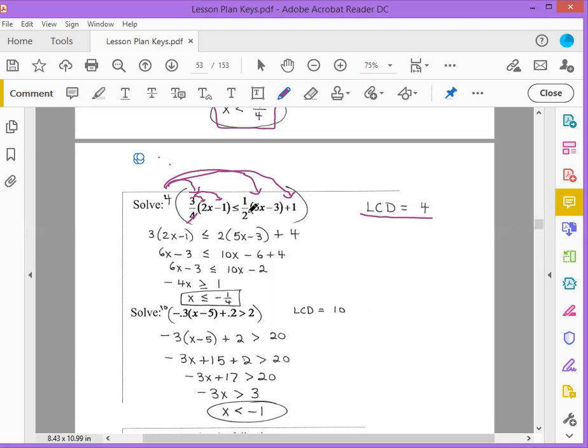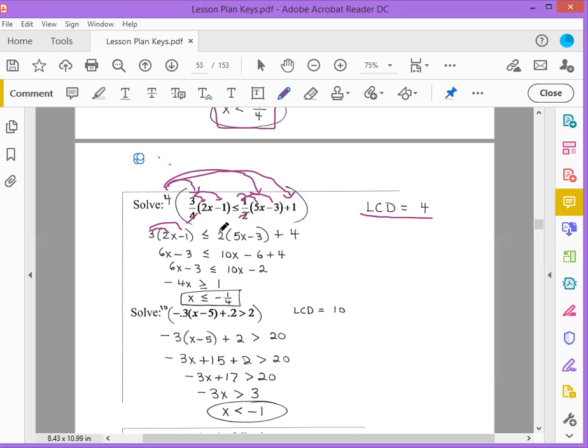And 1/2, the 2 divides into the 4, leaving 2, right? So 2 goes into 4 2 times, leaves 2 times the terms in the numerator. So 2 times the 5x minus 3. We carry that down. At the end, we have 4 times the 1, so plus 4. Now we're going to distribute. 3 times 2x gives us 6x. 3 times minus 1 gives us negative 3.